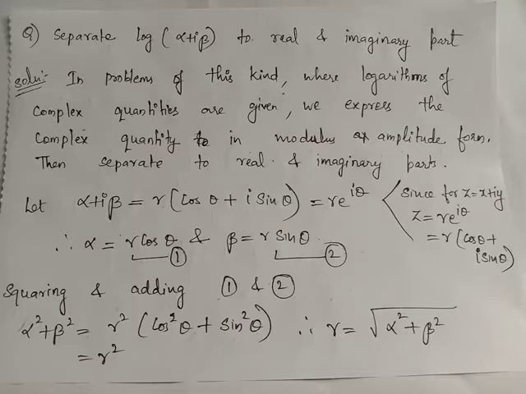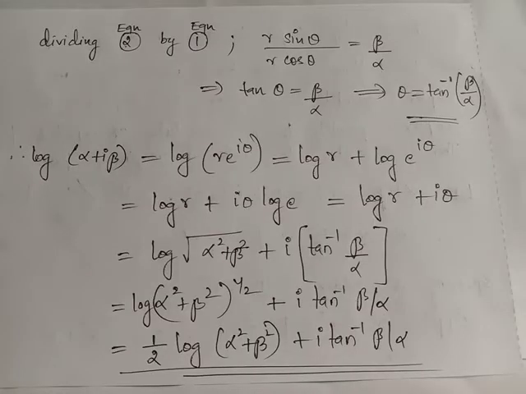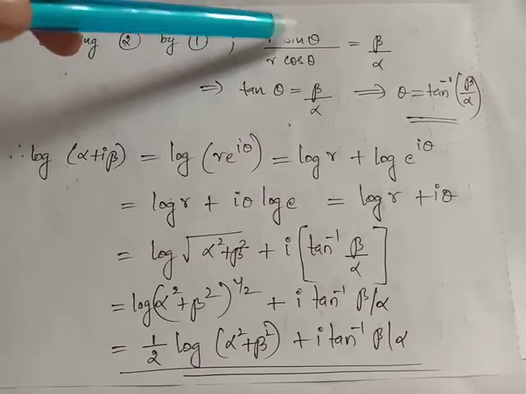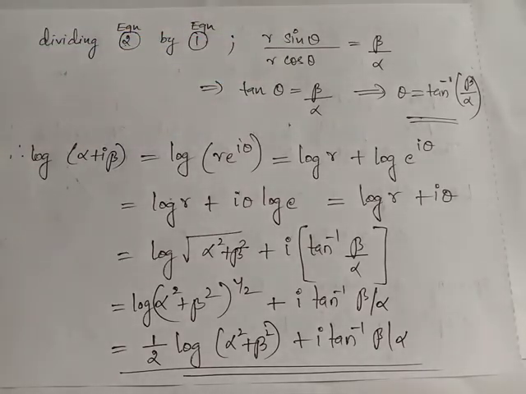Now we will divide equation 2 by equation 1 to find out the value of theta. When equation 2 is divided by equation 1, we have r sin theta upon r cos theta equals beta by alpha. r gets cancelled from numerator and denominator, and we have sin theta by cos theta equals tan theta, which equals beta by alpha, from where we obtain theta equals tan inverse beta by alpha.